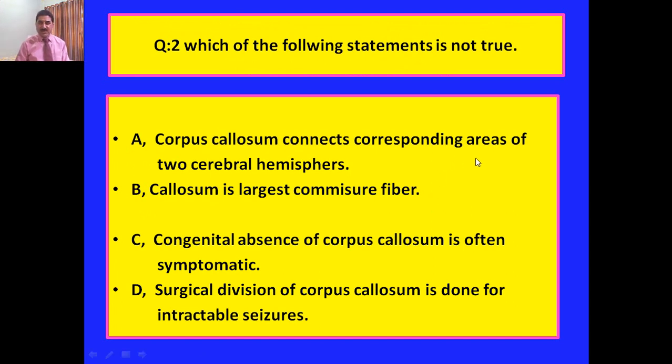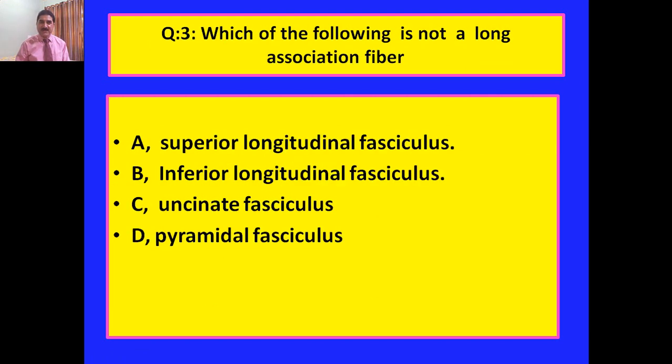The next question is, which of the following statement is not true? A, corpus callosum connects corresponding areas of 2 cerebral hemispheres. B, corpus callosum is largest commissure fiber. C, congenital absence of corpus callosum is often symptomatic. D, surgical division of corpus callosum is done for intractable seizures. So the correct answer is C. Congenital absence of corpus callosum is often symptomatic. As I already discussed, we don't have any symptoms if there is congenital absence of corpus callosum. These patients usually are asymptomatic.